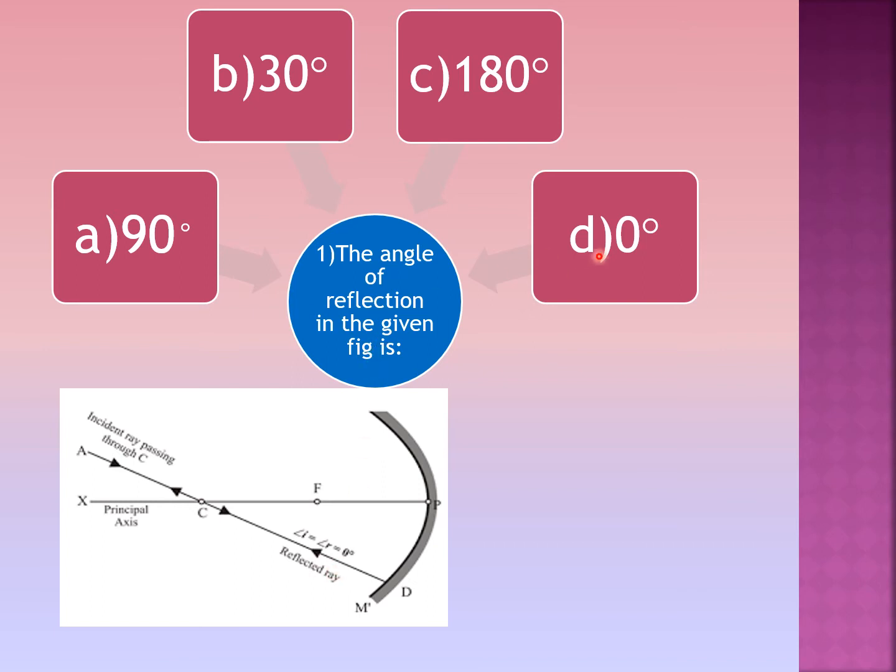Here the confusion is that it is not 90 degrees. They asked us about the angle of reflection. The angle of reflection or angle of incidence is always measured with the normal. That means the angle which the reflected ray is making with the normal. So here the reflected ray is along the normal and hence it is 0. Got that? So the correct option here is 0 degrees, which is option D. This is a very fundamental question and also a very important question.